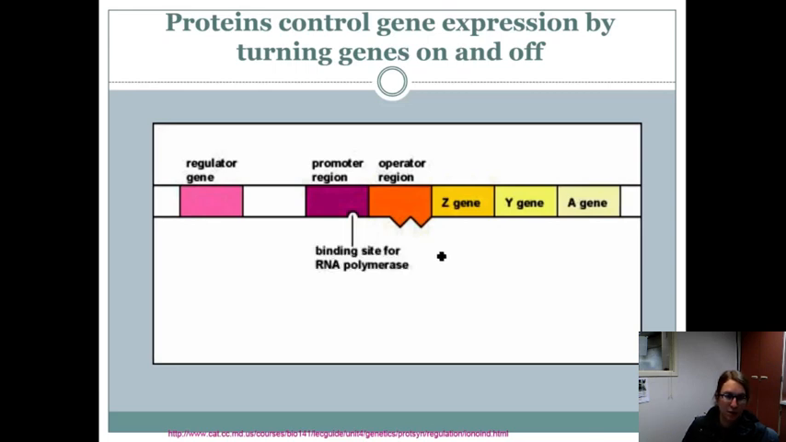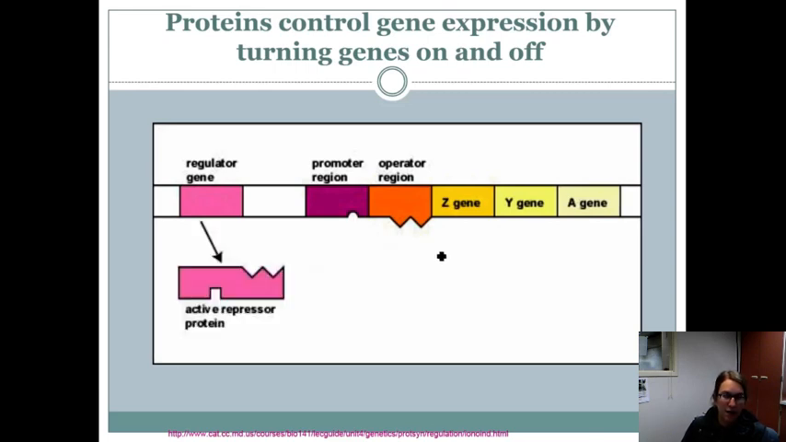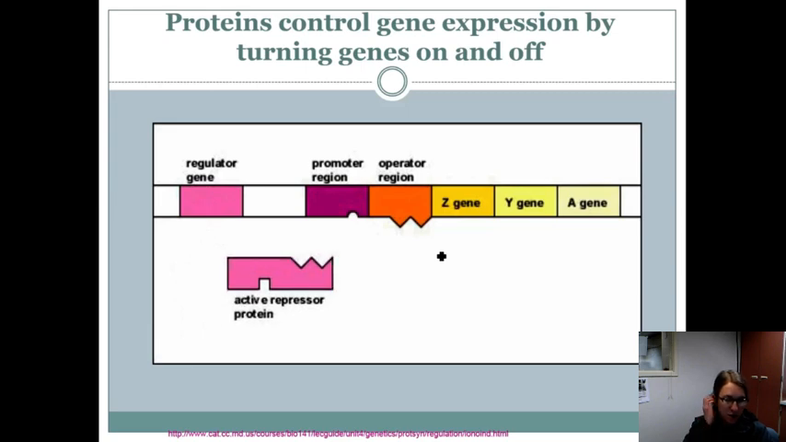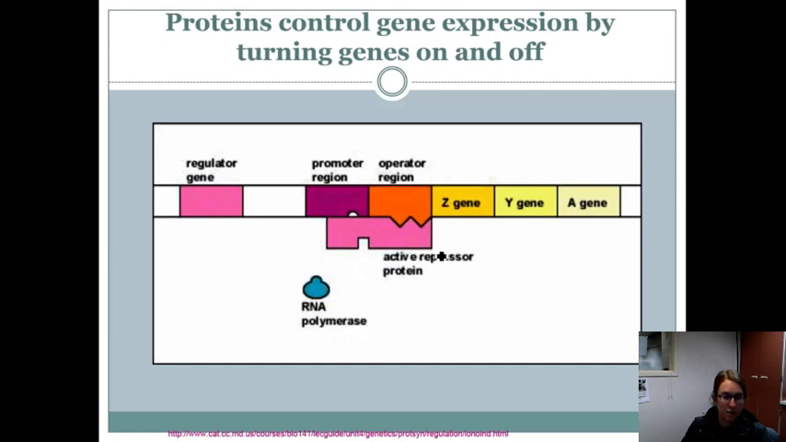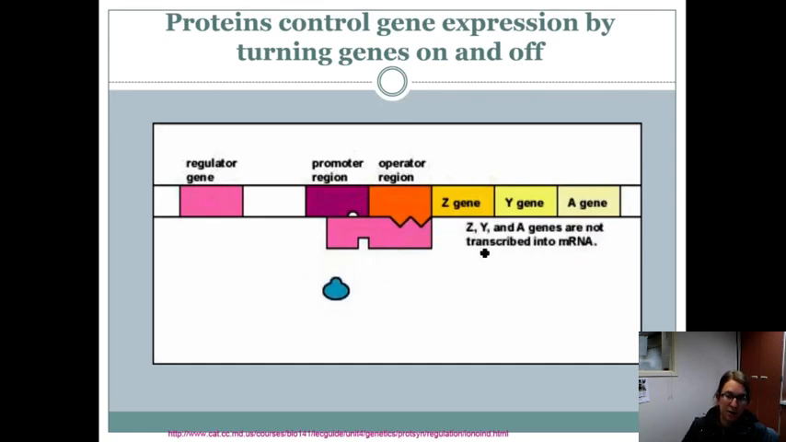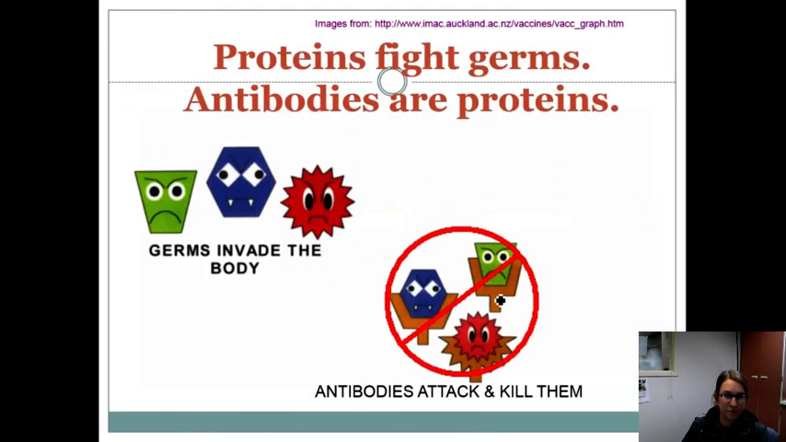This is why, even though all the cells in your body have the exact same DNA instructions, you can have some cells that do different things. Like a blood cell looks a lot different from a neuron in your brain, which looks a lot different from a liver cell. It's because different genes in their DNA are activated by different proteins.